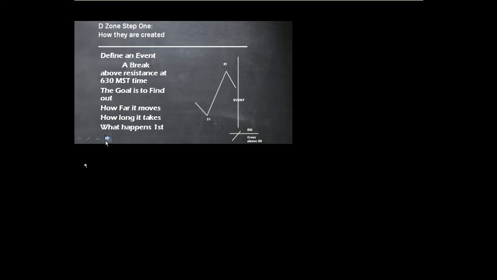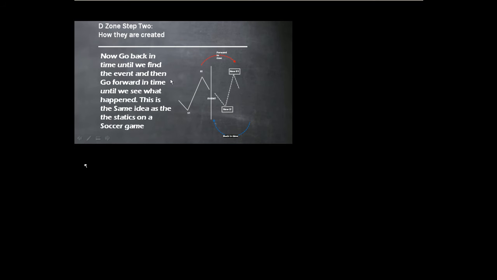Okay, so if we go back in here and we look at this, these zones, how they're created, they define an event or a break above resistance maybe at 6:30 in the morning when news comes out. The goal is to find out how far it moves, how long it takes, and what happens next, like your little RSI cross above 30. Now, these zones, step 2, how they're created, we go back in time, we find the event, we go forward in time, and where did resistance or support come in? That's basically all we're trying to do.